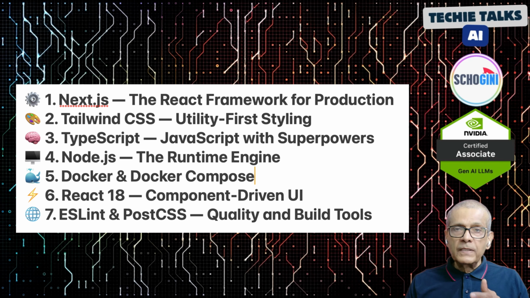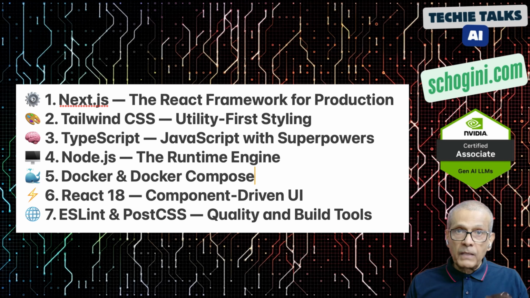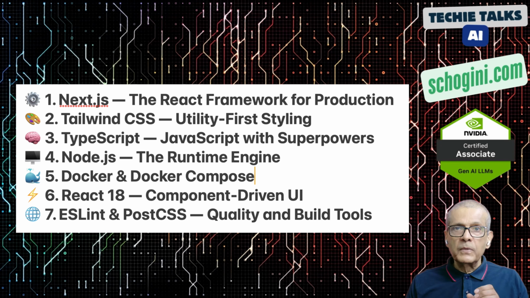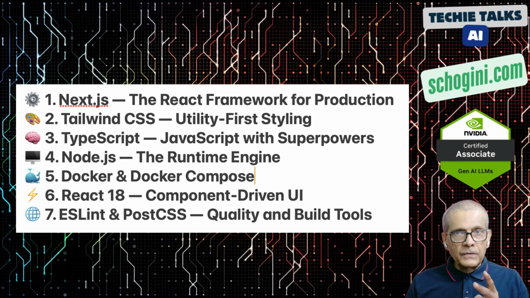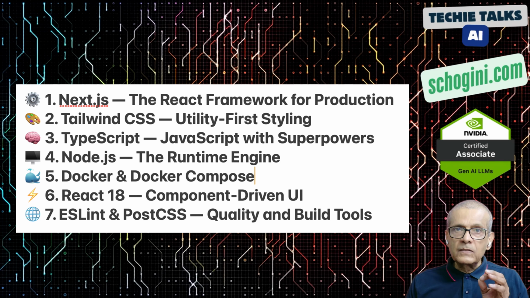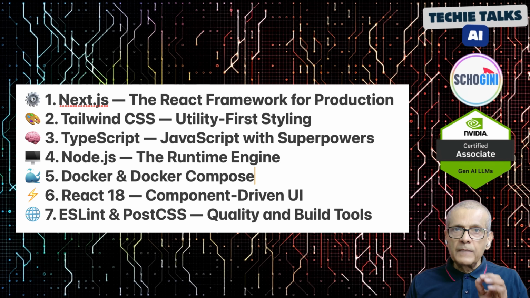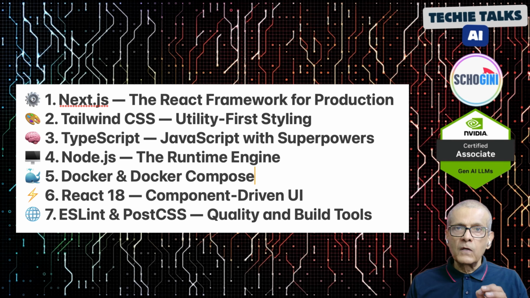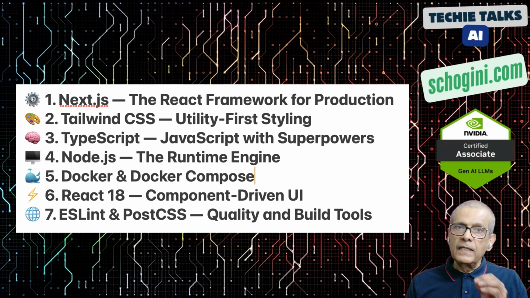React, the component-driven UI. React is the declarative library that powers Next.js. It lets you build reusable UI components that update efficiently with state changes. Then there are two tools. One is ESLint, another is PostCSS. ESLint keeps your JavaScript clean and consistent, and PostCSS transforms your CSS, which Tailwind uses internally.